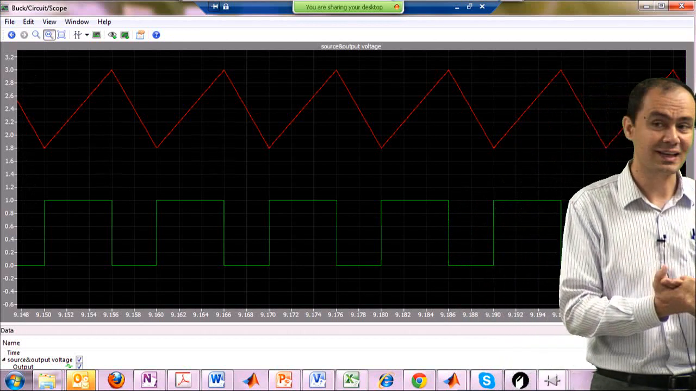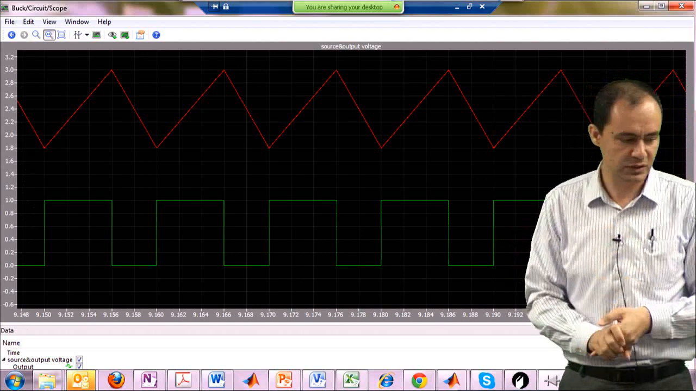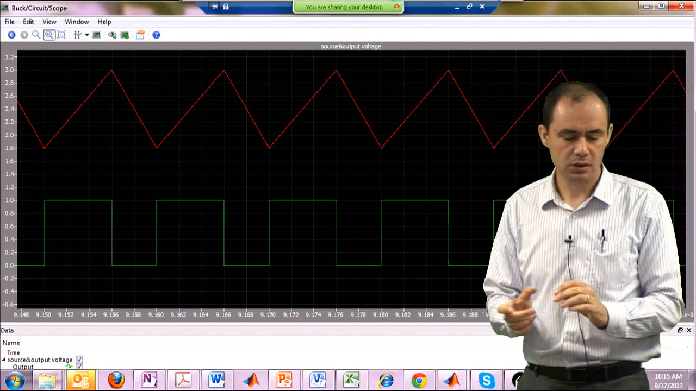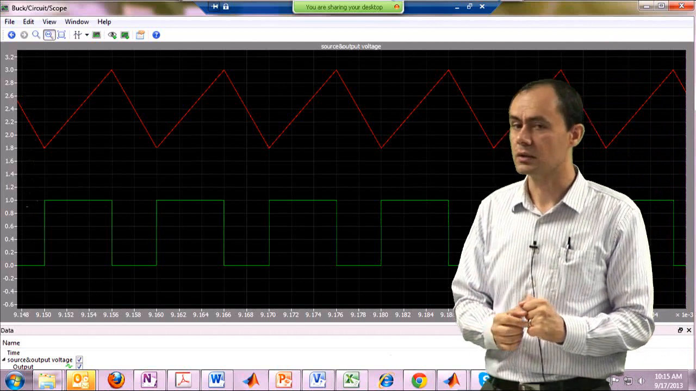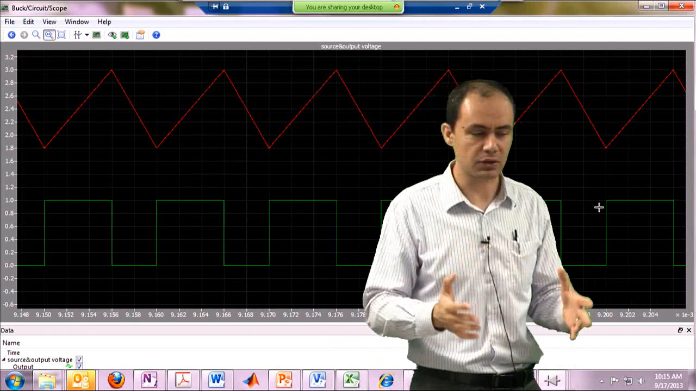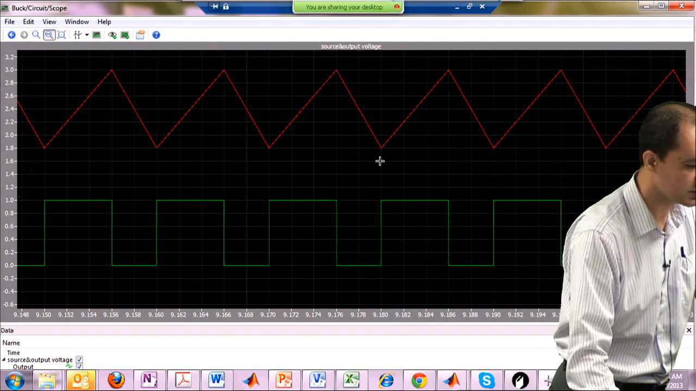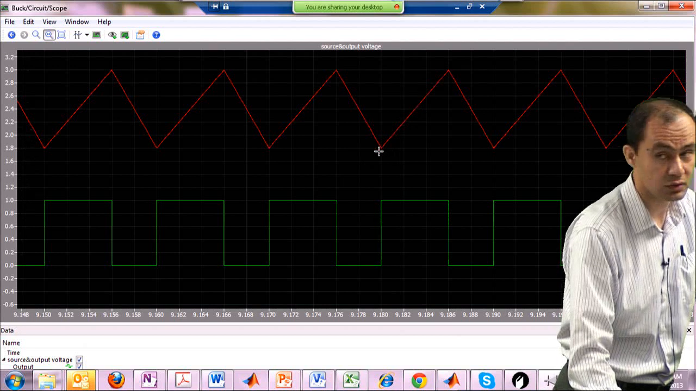Our system is a second order system. We have an L and we have a C. So there should be some sort of a resonance going on. But because our switching period is much smaller than those resonating periods, we don't really see the entire resonance. We only see a very small portion of that resonance, and that very small portion looks almost like a straight line.